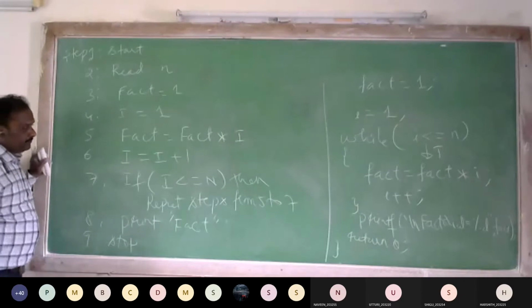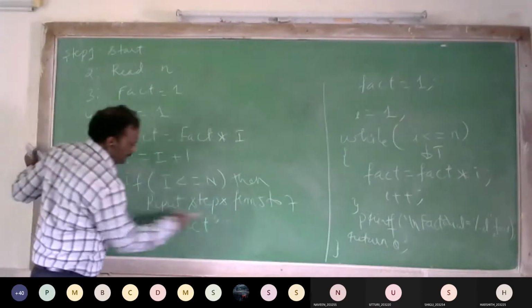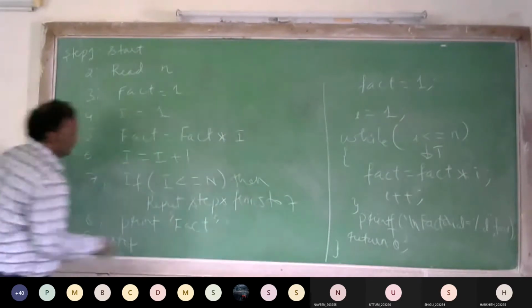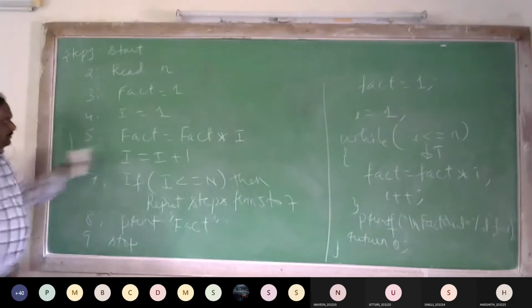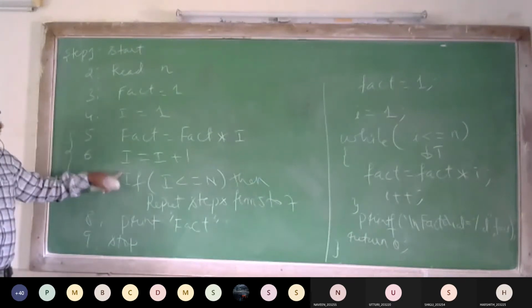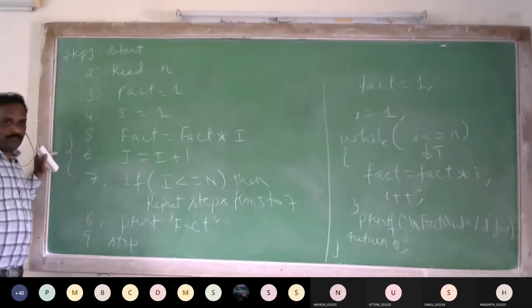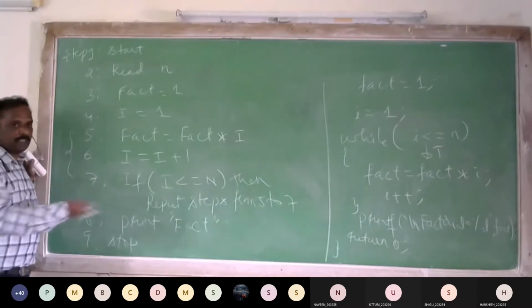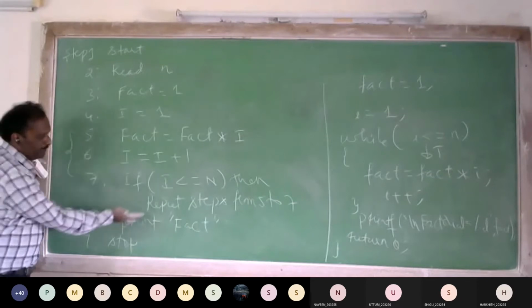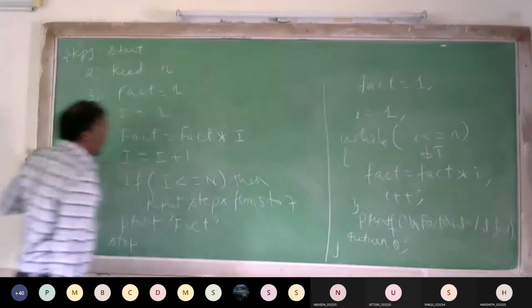See here, repeat steps 5 to 7. Which statements are repeated? Steps 5 to 7 are repeated, right? So why are we going for a loop control structure? To execute some statements more than once. So these are repeated: repeat steps 5 to 7.